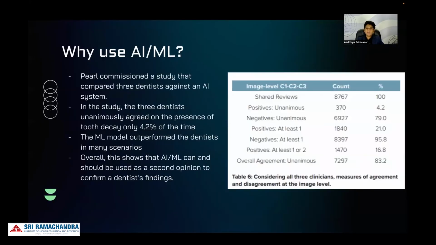So why use AI and ML? Well, Pearl, which is a company that specializes in AI implementations in dentistry, commissioned a study which compares three dentists against an AI system. In the study, the three dentists agreed on the absence of tooth decay 79% of the time, but only agreed on the presence about 4.2% of the time. And this is definitely very unassuring, and this shows why a machine learning model would be very useful as a second opinion. Additionally, the machine learning model outperformed the dentists, even when one dentist was using the ground truth, or the intersection between the other two dentists' notes.